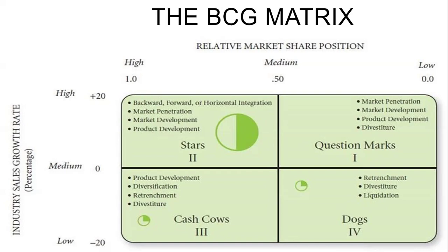When we pair high relative market share position and low industry growth rate, what will we get? A cash cow. Cash cow, very good. And then when we pair low industry growth rates with low market share position, what do we get? We get dogs.